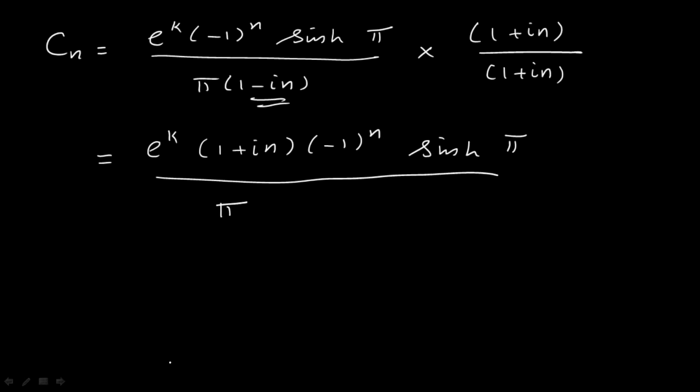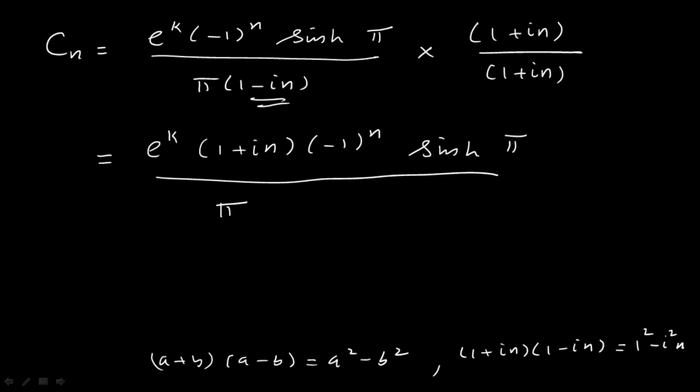pi of, this is of the form a plus b into a minus b, that is a square minus b square. So here we have 1 plus in times 1 minus in. If you write like that, you have 1 square minus i square n square, isn't it? You know the value of i square is minus 1. So minus of minus 1 is plus, so 1 plus n square. So I write directly 1 plus n square. That's all, so this is the value of Cn.